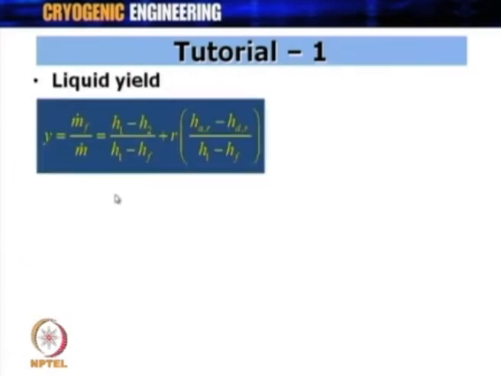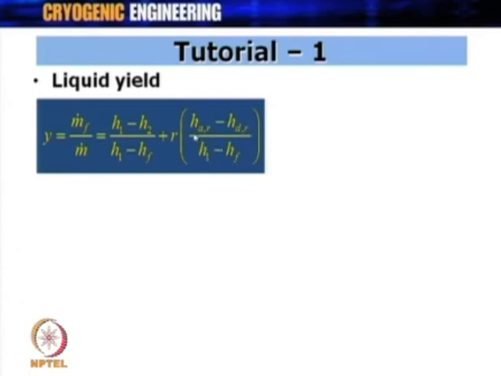The liquid yield in this case is given by this formula which we have derived earlier: y equal to m dot F upon m dot equal to (H1 minus H2) upon (H1 minus HF) plus, and this is the additional increment in the value of y which comes because of the pre-cooling, R into (HA minus HD) upon (H1 minus HF).